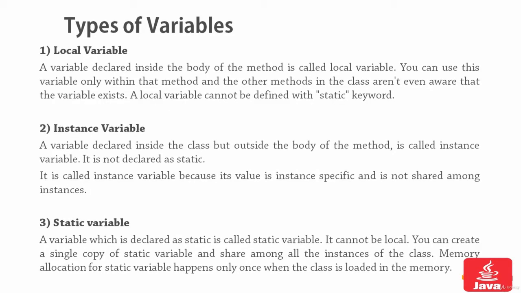So there are different types of variables. The local variables, the instance variables, the static variables, these are different categories on which the variables can be defined. Data types are of integer, float, character, double types, and the variables are for local, instance, and static variable.